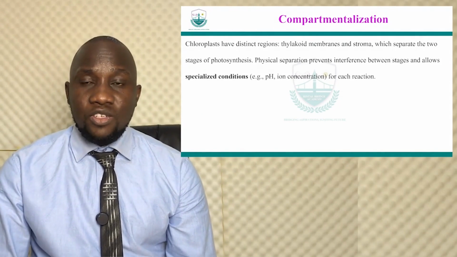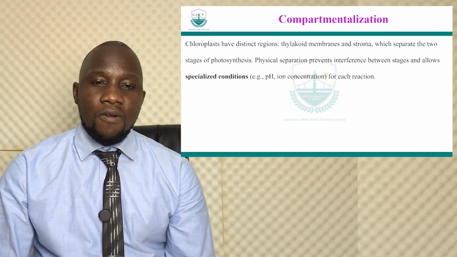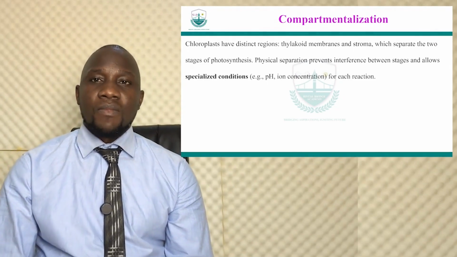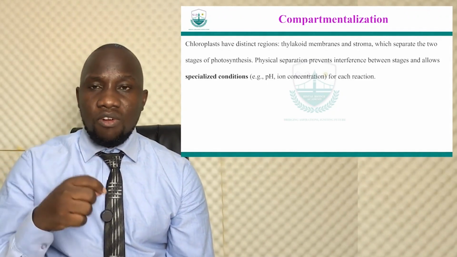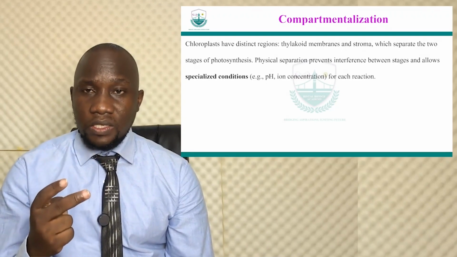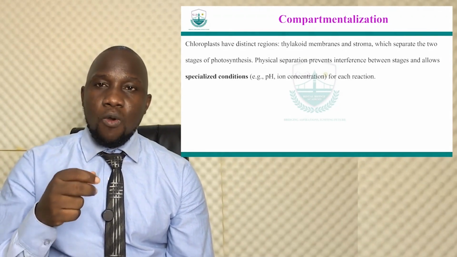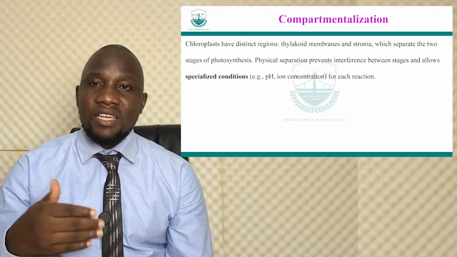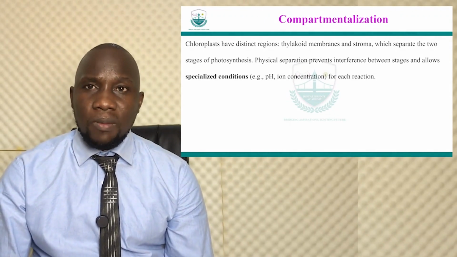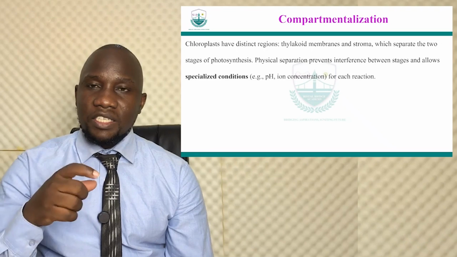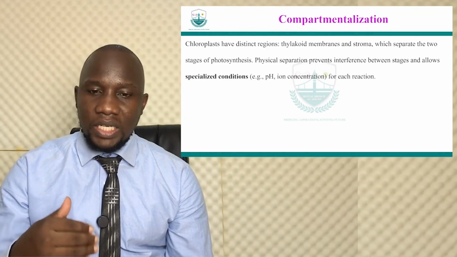So one concept we need to be aware of is the concept to do with compartmentalization. Okay, compartmentalization. What is this concept? That within the chloroplast, you have the two processes or the two stages of photosynthesis, but these processes occur in different sections or in different regions. So there are two distinct regions that we can talk about the chloroplast. So the chloroplast has these distinct regions where you can have the two processes of photosynthesis happening separately.